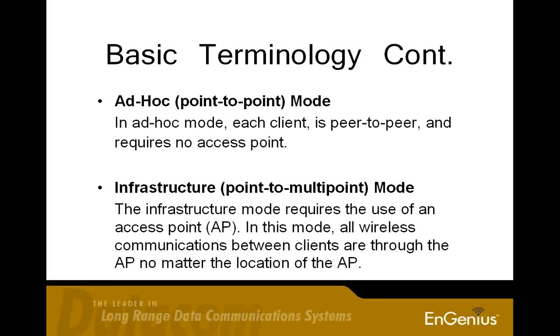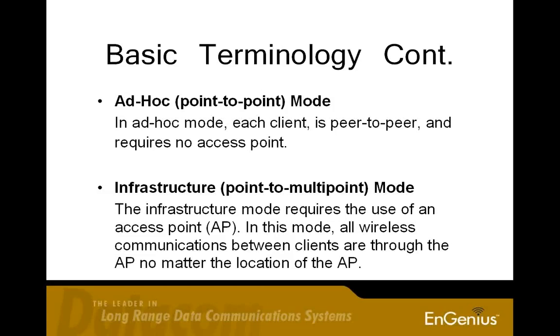Two types of Wi-Fi networks: ad hoc, which is used in many point-to-point deployments, and infrastructure. In ad hoc mode, each client is basically communicating via peer-to-peer. There is no access point in this type of setup.